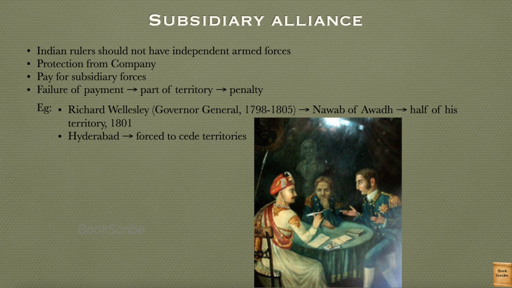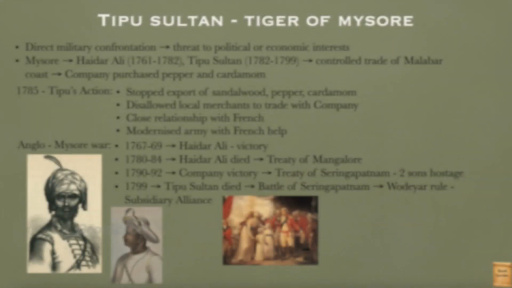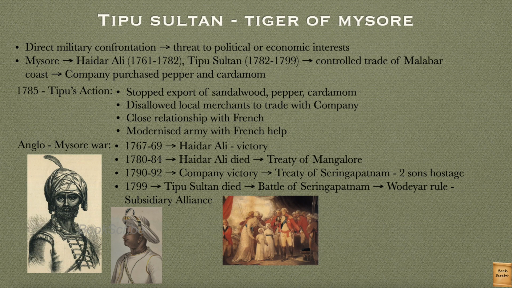Earlier, Hyderabad was the first to enter into the alliance, and the stage even came when the Nizam had to cede his territories to the British East India Company as penalty. There were times when the company couldn't control, or when they faced political or economic threats, that is, sometimes they couldn't do the trade properly. At the same time, they couldn't manage diplomatically. At that time, they indulged in direct military attack.